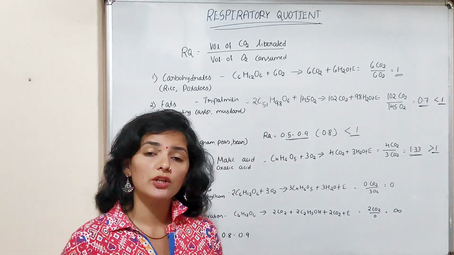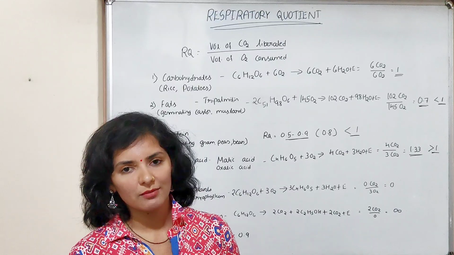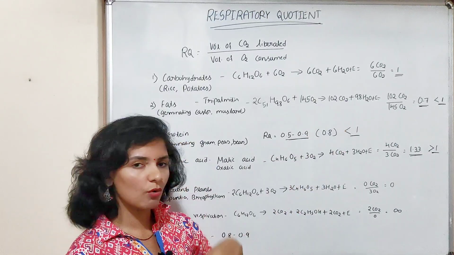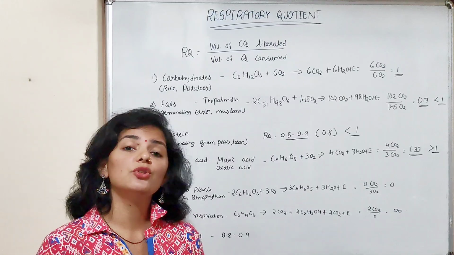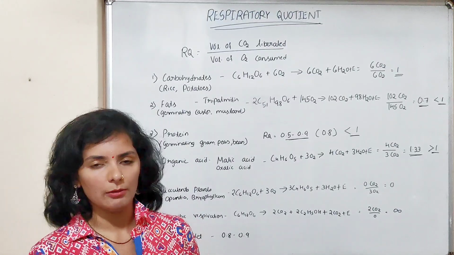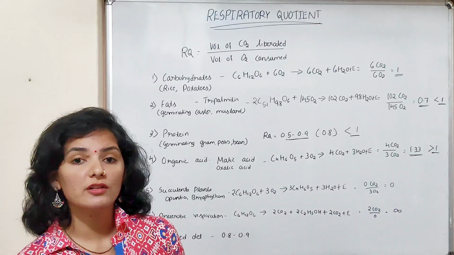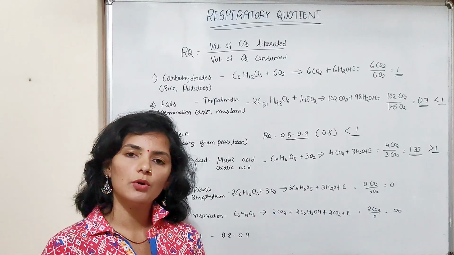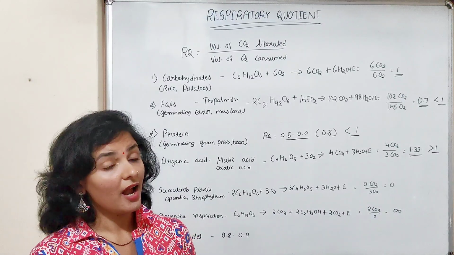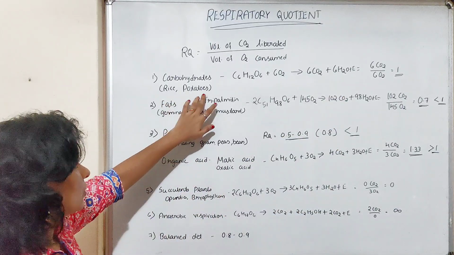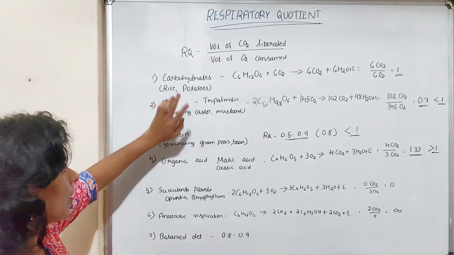In the exam, direct questions can be asked, like, what is the RQ value of carbohydrate? The answer is 1. Or based on food products, questions can be asked like, if you consume lots of rice or potato, what is the RQ value? Rice and potato are rich in carbohydrate and the RQ value of carbohydrate is 1. So rice and potatoes are examples of carbohydrate.